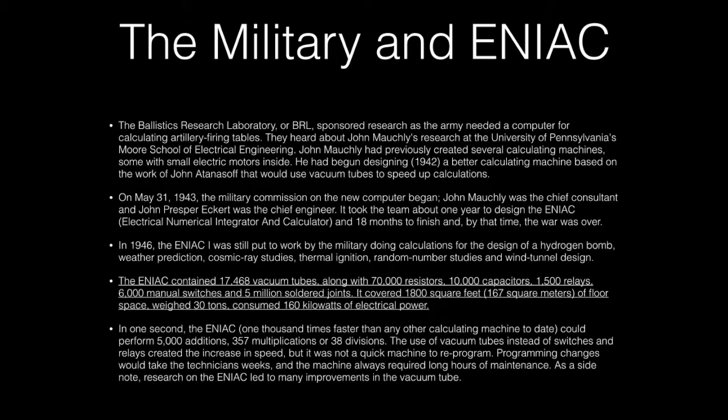So they went back to the drawing board and created a second one. In this case, ENIAC 2 was 1,000 times faster than any other calculating machine that had been designed to date. And this thing was smoking fast. It could do 5,000 additions, 357 multiplications, or 38 divisions. It used vacuum tubes instead of switches and relays, which had a tremendous result in increased speed. But the downside is that it was really difficult to reprogram. Changes could take the technicians weeks, and it also required long hours of maintenance. However, the research led to a number of improvements in the vacuum tube.